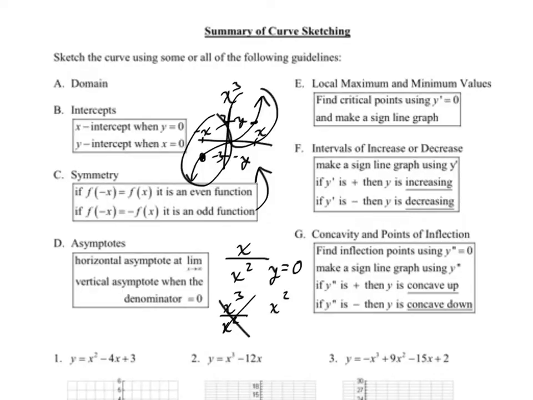Now if the degree is equal on the top and the bottom, then what you do is you take the coefficients that are in front of the highest degrees, and I just made up 5 and 3, and that would be your horizontal asymptote. You just divide those. And don't forget, a vertical asymptote is when the denominator equals 0, so you just set the denominator equal to 0, and that gives you your vertical asymptotes.